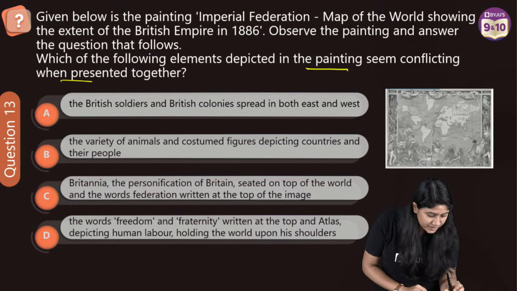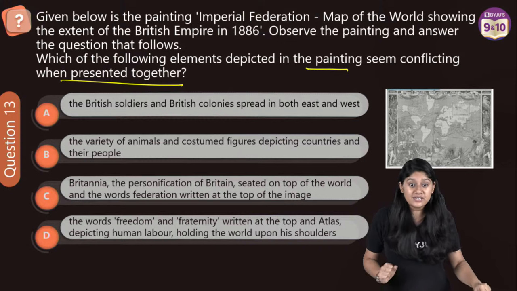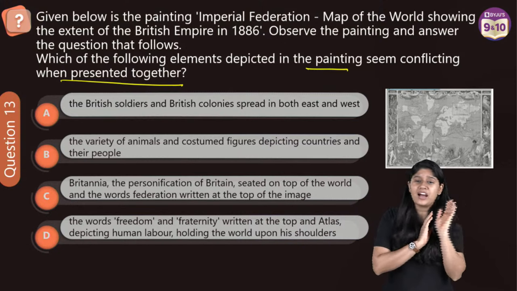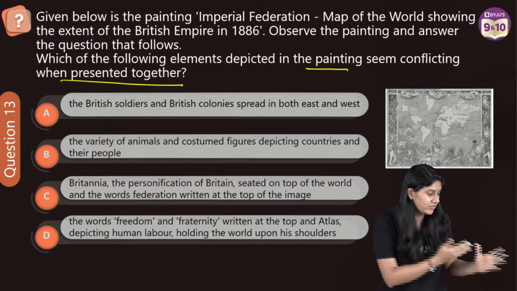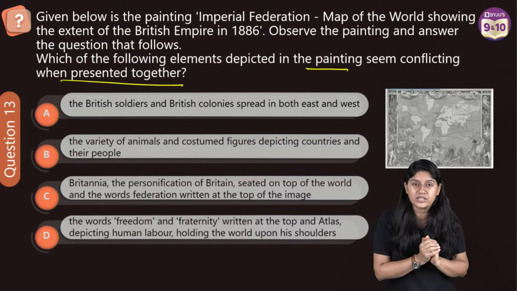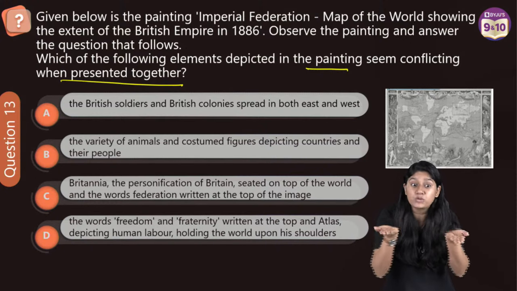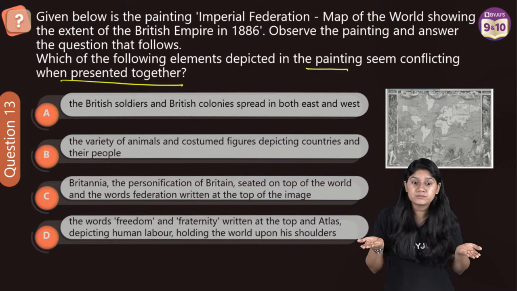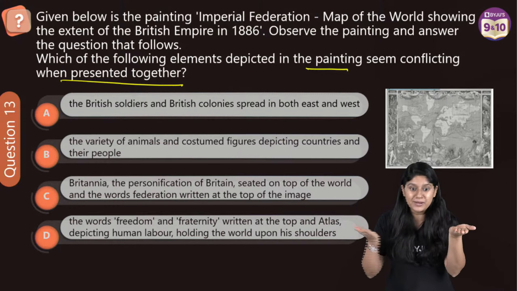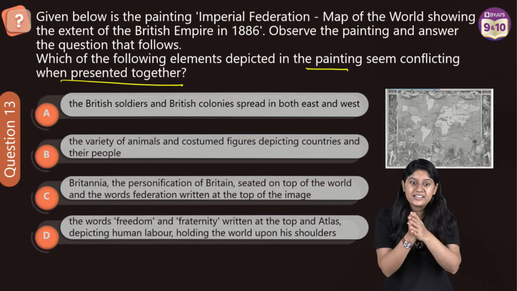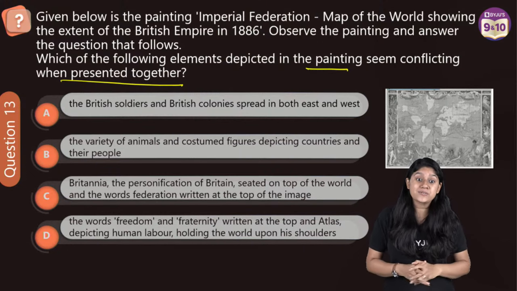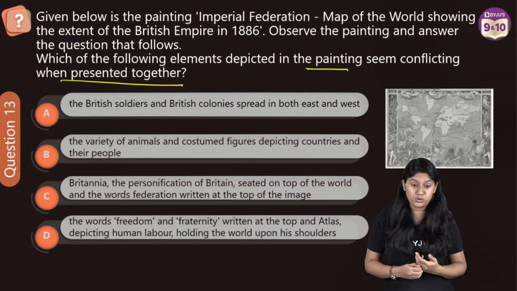conflicted when presented together. Just imagine now, we are saying, achha, we are very good, we believe in equality, we believe in this. But on the other side, we are showing that we are supporting slavery. Do you think that these points can come together? Yes or no? Tell me. Do you think that freedom and slavery can come together? Yes? Yes, absolutely.